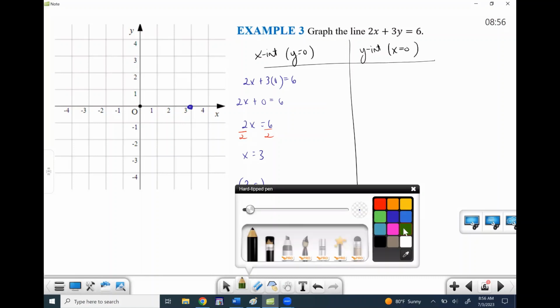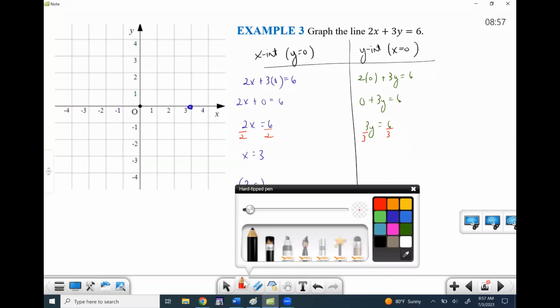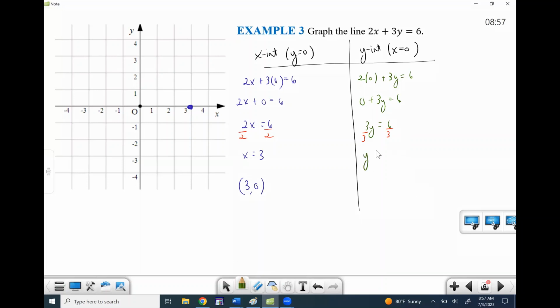All right. Let's do the same thing, but this time we're going to let x be 0. So 2 times 0 is 0. 0 plus 3y is just 3y. And to get rid of the 3 that's multiplying, the opposite of multiplying is dividing. 3 divided by 3 is 1 that we're not going to write. And 6 divided by 3 is 2. So the y value is 2, and don't forget, we let x be 0.